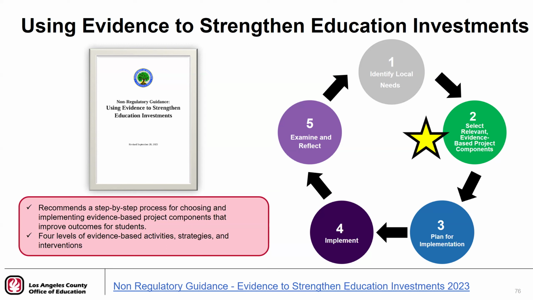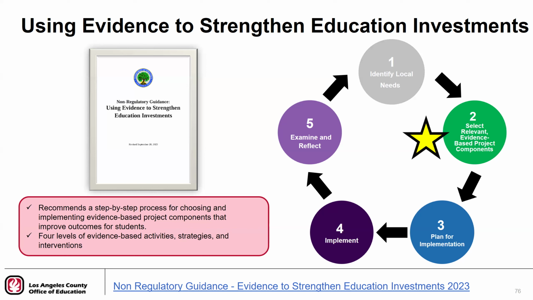Part 1 reviews the 5 steps necessary for effective decision-making about evidence to use to address improved outcomes. Both Rachel and Helen covered step 1 earlier in the presentation with the comprehensive needs assessment, the root cause analysis, and resource inequity determinations. But then in step 2 of this document, highlighted here with a yellow star on the slide, the green dot, this guidance offers key considerations when selecting the relevant evidence-based project components.